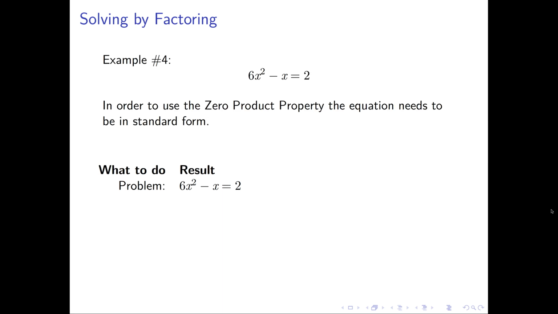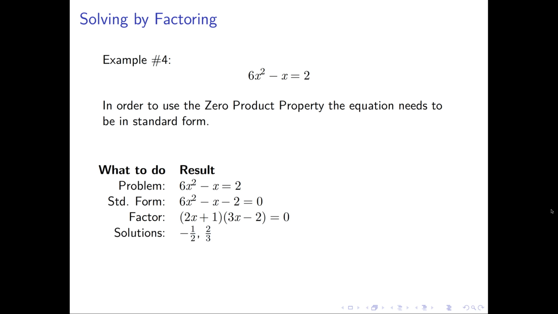In this example, we see that 6x squared minus x equals 2 is not in standard form. The right-hand side does not equal 0, so we do need to make that happen as our first step. So we subtract 2 from each side. And then we can factor this polynomial to 2x plus 1 times 3x minus 2 equals 0. And then we can see that the solutions are negative 1/2 and 2/3.